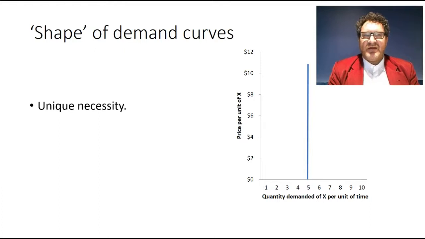In that case, we would have a vertical demand curve. The law of demand doesn't apply in this case. When the price falls, the quantity demanded stays the same. When the price rises, the quantity demanded stays the same. In this case, the law of demand is violated.